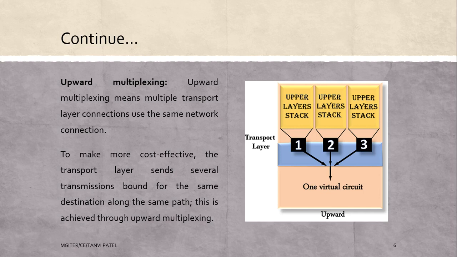Here in the figure you can see the function of upward multiplexing. Upward multiplexing means multiple transport layer connections use the same network connection. To be more cost effective, the transport layer sends several transmissions bound for the same destination along the same path. This is achieved through upward multiplexing.